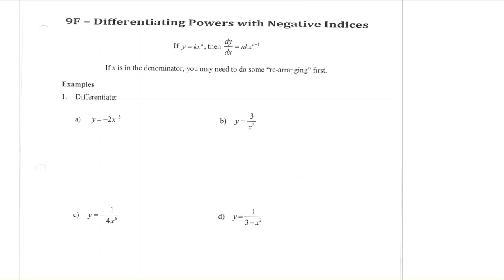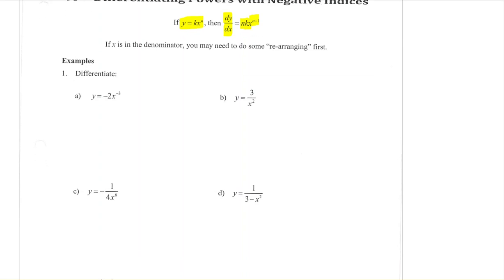Today we want to spend a lesson focusing on differentiating equations that have negative powers. It works the same as the other differentiating that we've been doing. If I want to differentiate something in the form y equals kx to the power of n, the derivative dy over dx, the n comes down the front and multiplies with the k, x is the base, and we subtract 1 from the power. You just need to be extra careful because there's going to be more negative signs about. It says if x is in the denominator, you may need to do some rearranging first.